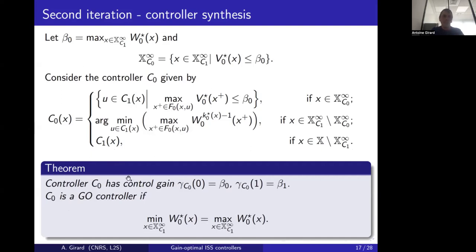What I can show is that for this controller C0, I can compute the control gain, and it's given by beta 1 and beta 0, which are computed from the functions that I get from the dynamic program. Then I can also show that this controller C0 is again an optimal controller if I have this condition here, which is that the function W0 star, which I computed on the previous slide, is constant on the attractor x infinity C. That may not always be the case. If this is not the case, I cannot guarantee that it's gain optimal. But if this is satisfied, then I know that it's gain optimal.